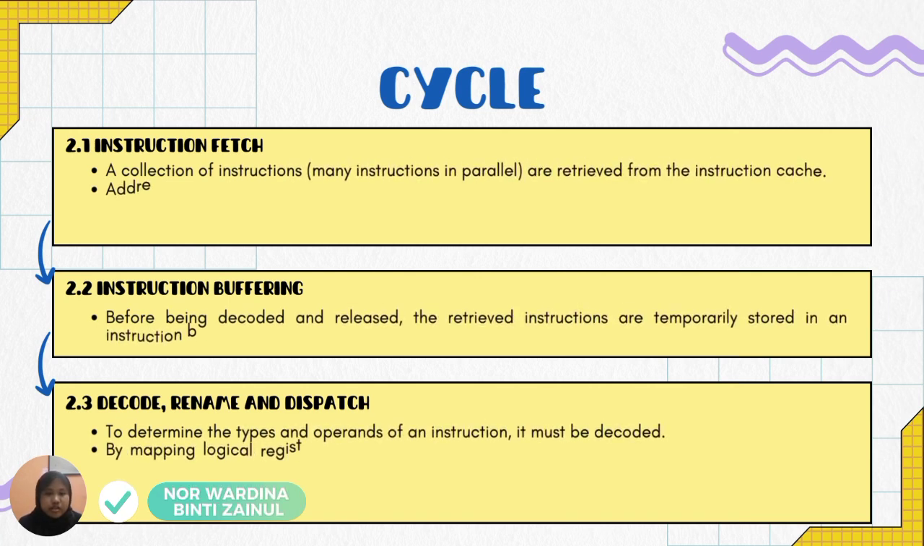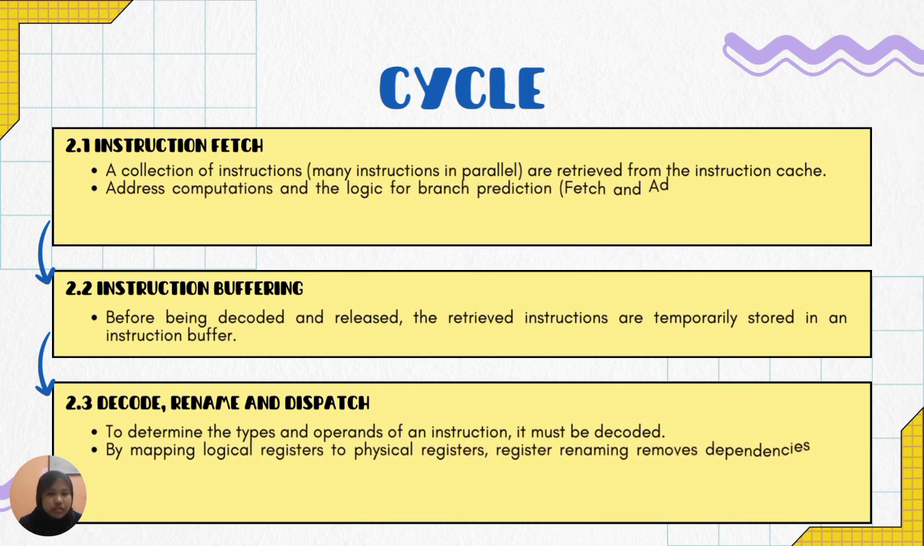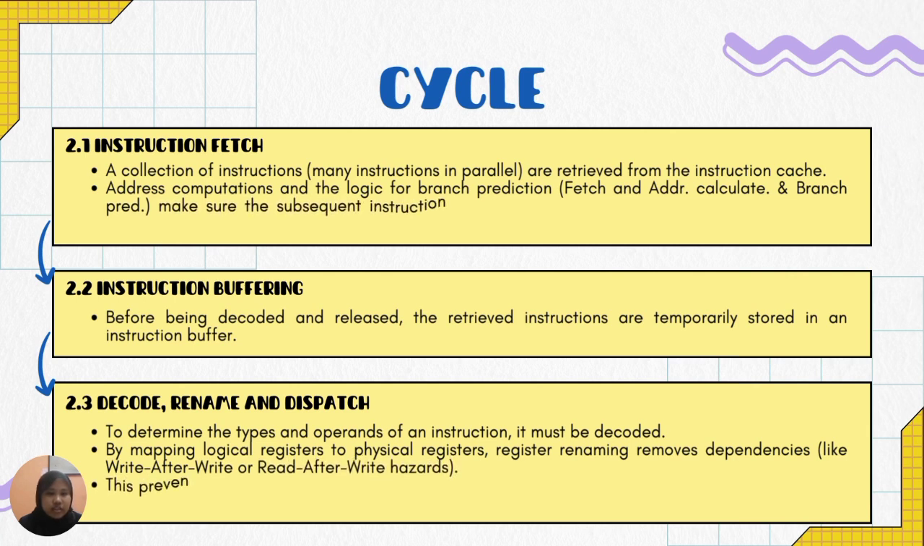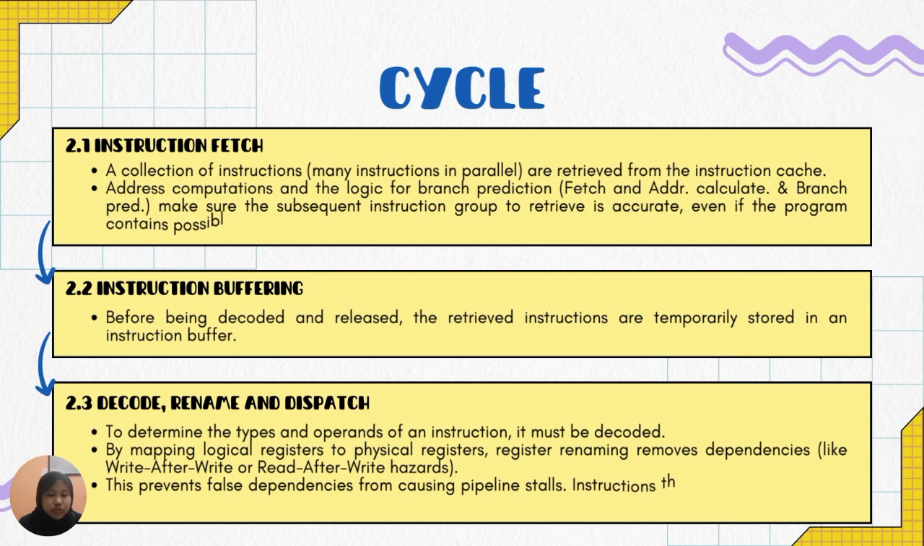First, instruction fetch. In instruction fetch, a collection of instructions, many instructions in parallel, are retrieved from the instruction cache. The address computation and the logic for branch prediction make sure the subsequent instruction group to retrieve is accurate, even if the program contains possible branches. Next, instruction buffering. Before being decoded and released, the retrieved instructions are temporarily stored in an instruction buffer.